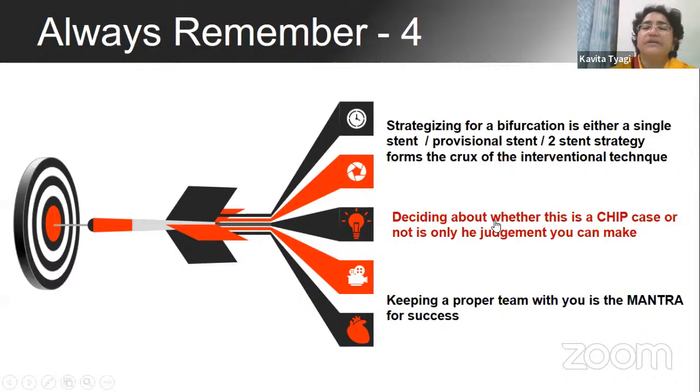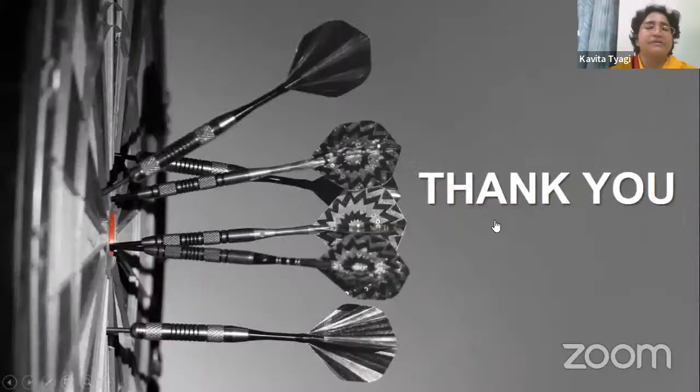Strategizing for a bifurcation, either a single stent or provisional stent or 2 stent strategy, forms the crux of the interventional technique. Thinking about whether this is a CHIP case or not is only the judgment we can make. Keeping a proper team with you is the mantra for success. Thank you so much.